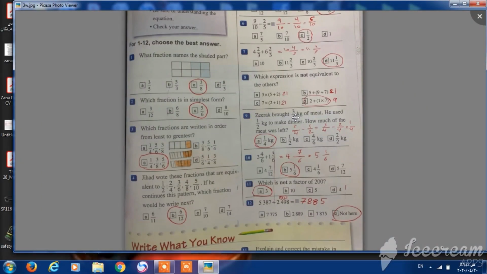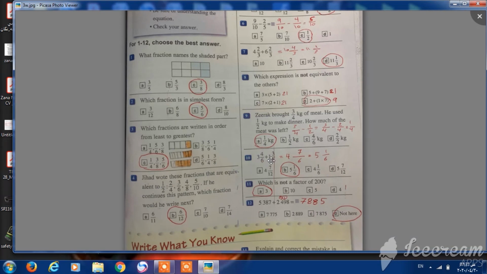Sirach brought 3/4 kilogram of meat. He used 1/2 to make dinner. How much of the meat was left? So that's clear. You must use subtraction. 3 over 4 minus 1 over 2. There are different denominators. You can make the same denominator by multiplying this fraction by 2. So 1 times 2 equals 2 and 2 times 2 equals 4. And now we can subtract them. 3 minus 2 is 1 and we have 4, we get 1 over 4. So A is correct.